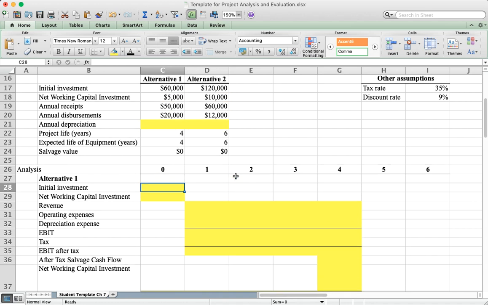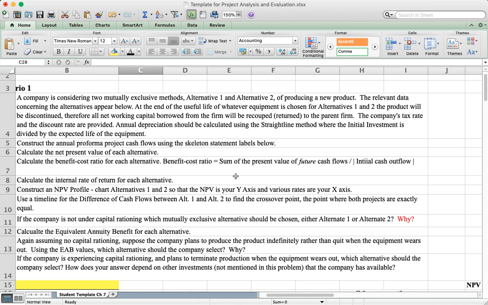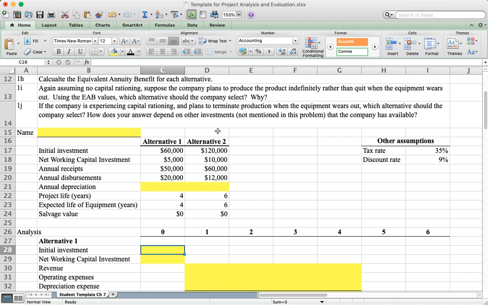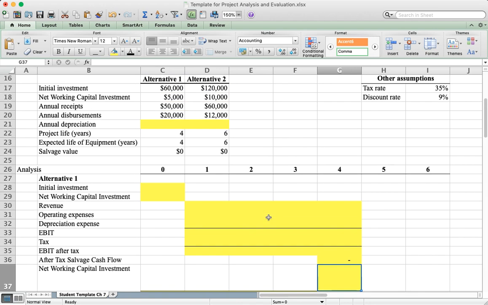Whether it is possible to have a zero value in the first and second alternative, it does say that the useful life of the equipment for alternative one and two is going to mean that the product will be discontinued. It ends at the 4 years and there's no salvage value. So for both of these alternatives, there will not be an after-tax cash flow. So you can pretty much go ahead and put that zero right in there. That's the only one that does have a zero initially.